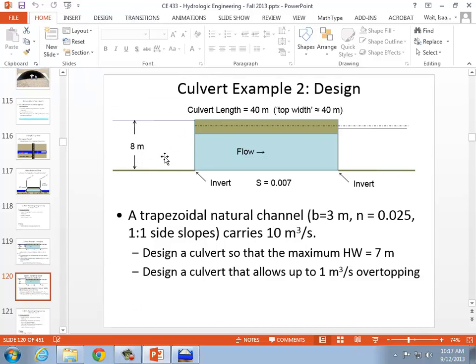The fact that it says 8 meters from the bottom of the channel up to here tells you that if you're using the same elevations of 100 here and 100.28, then that means that the roadway elevation is going to be 108.28. And so for the second part of that problem, what you want to do is see 1 cubic meter per second going over the roadway, and then 9 cubic meters per second going through the culvert.